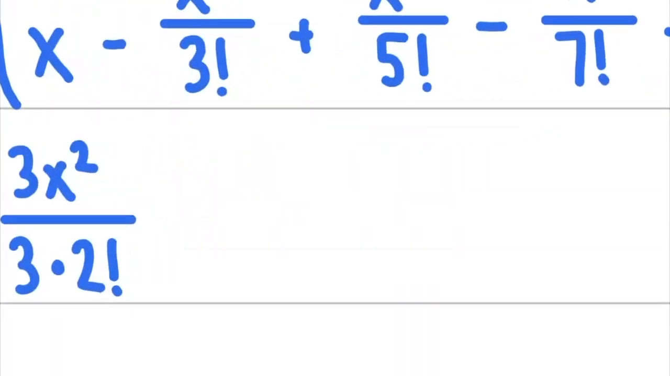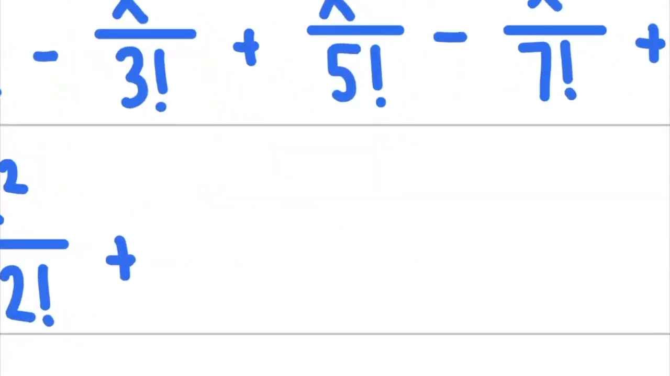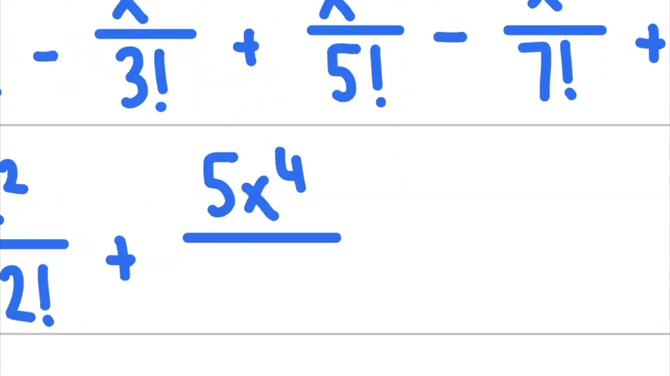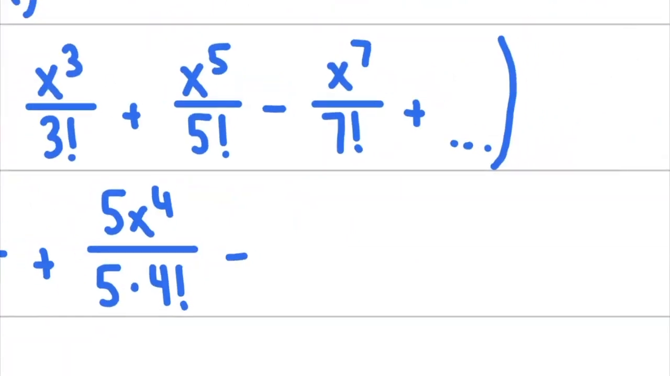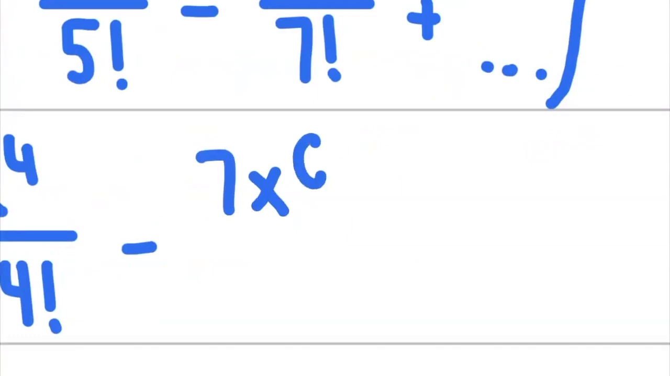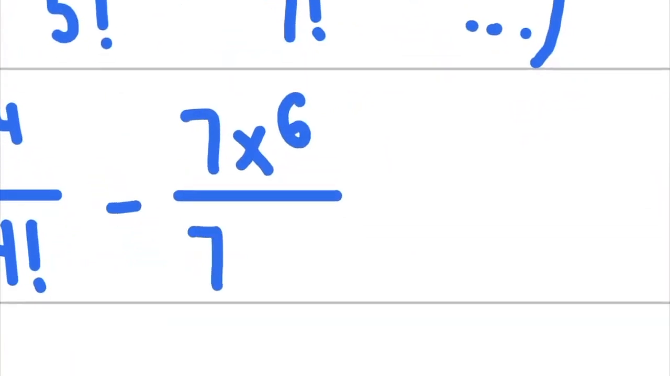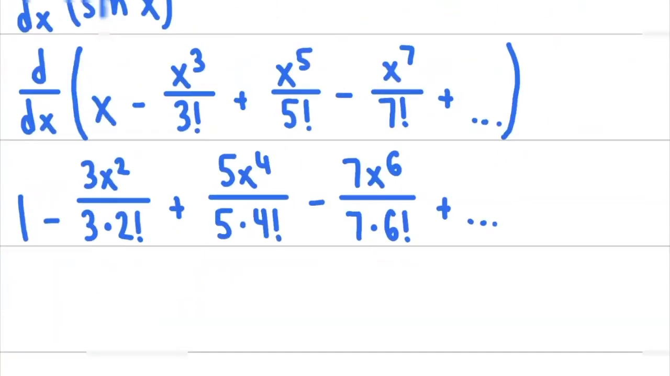So we have plus, again, this is going to become 5 times x to the power 4. And I'm going to write 5 factorial as 5 times 4 factorial. And then minus the derivative of x to the power 7, which is 7 times x to the power 6 over, and then the 7 factorial I'm going to write as 7 times 6 factorial, and so on.